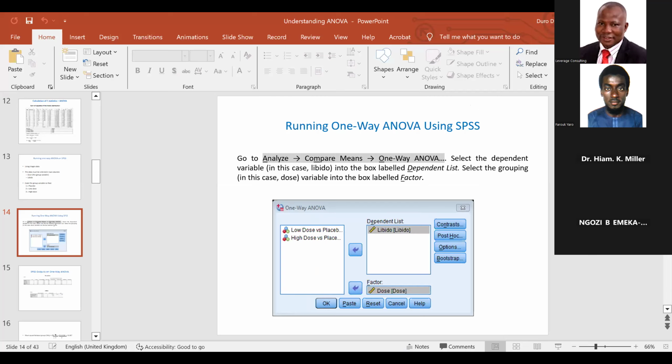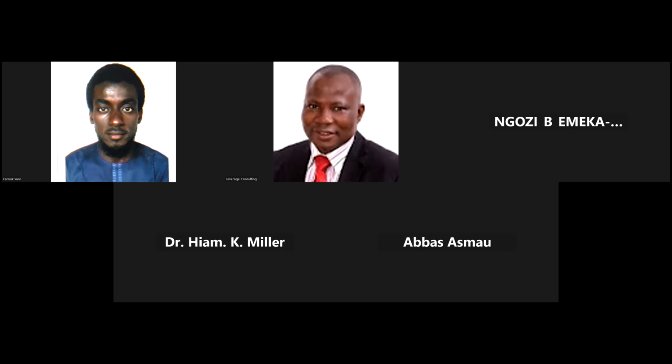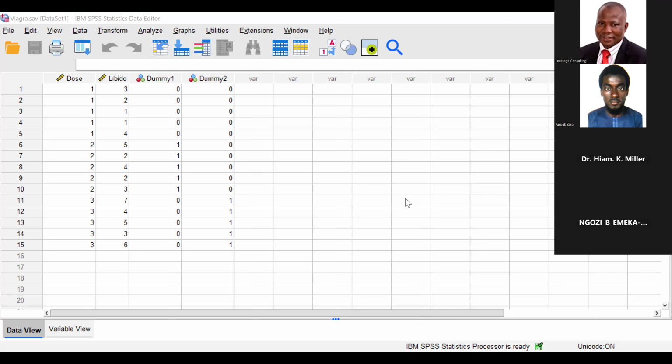Let me share the SPSS because I've already entered it. So you can see the way I enter it. Forget about those dummy variables. They are for something else. When we do regression, I can demonstrate it, because the reason for putting it there is to demonstrate to you that the regression method and ANOVA are the same.